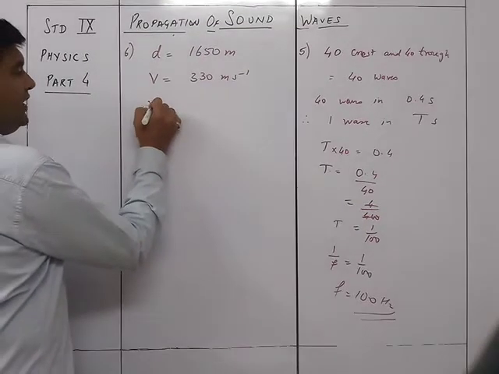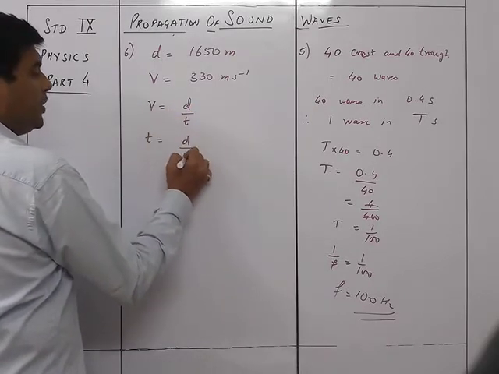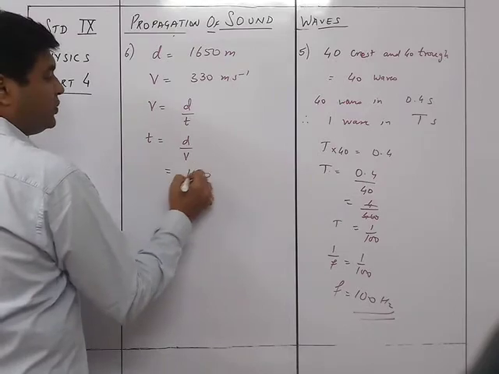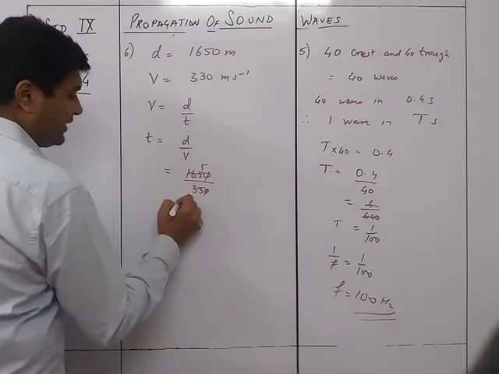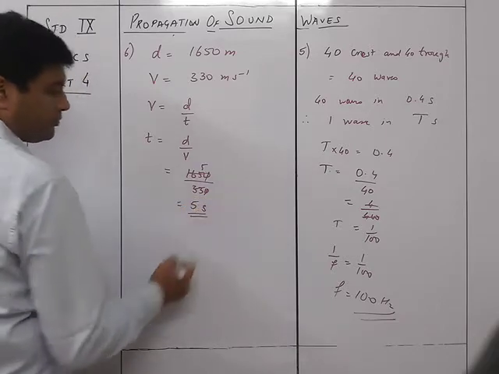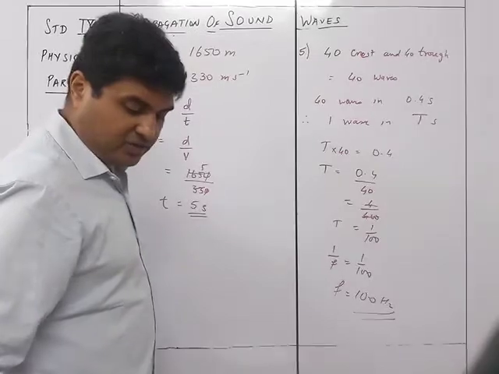So we know that V is equal to D upon T. So T is equal to D upon V, which is equal to 1650 upon 330. So that will be equal to 5 seconds. So the time taken for B to hear the sound is 5 seconds.